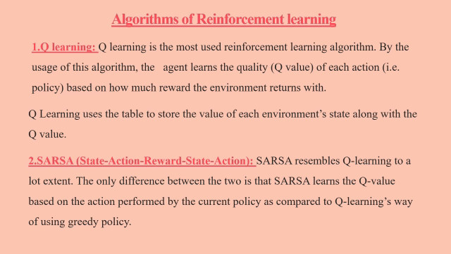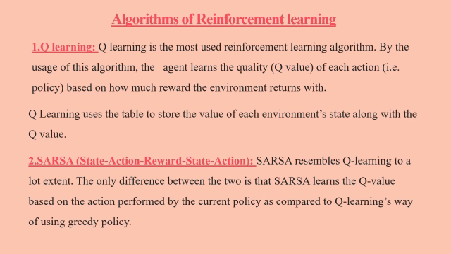Some of the algorithms of reinforcement learning. The first is Q-learning. Q-learning is the most used reinforcement learning algorithm. By the usage of this algorithm, the agent learns the quality of each action based on how much reward the environment returns. Q-learning uses a table to store the value of each environment state along with the Q value.